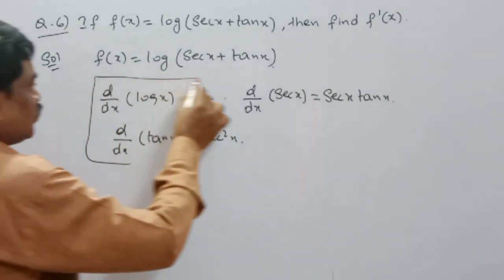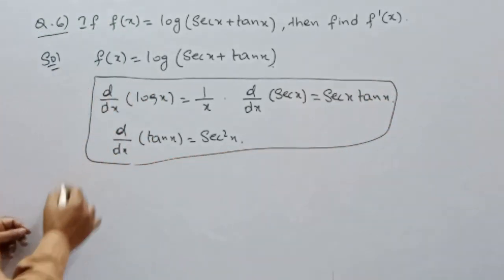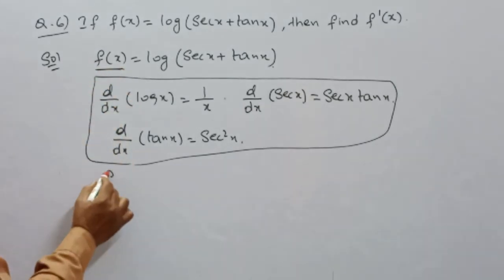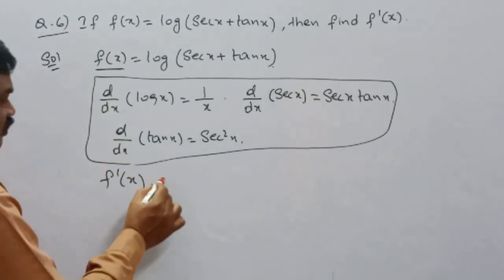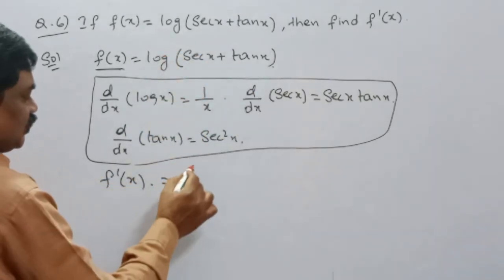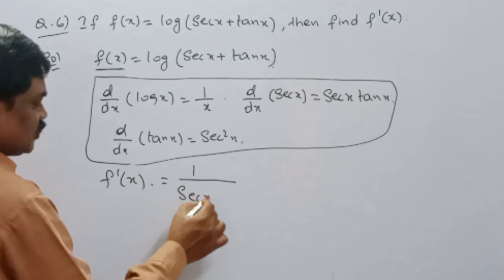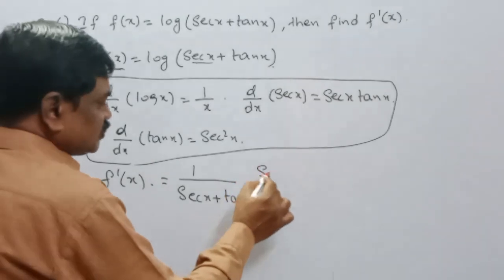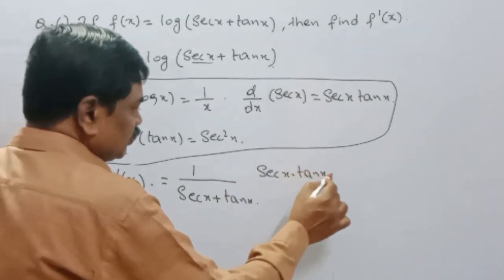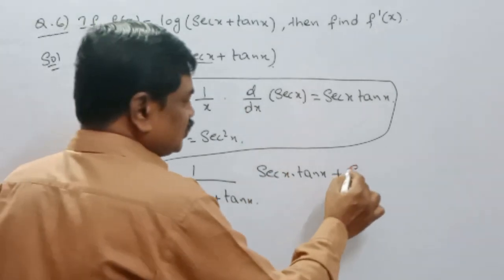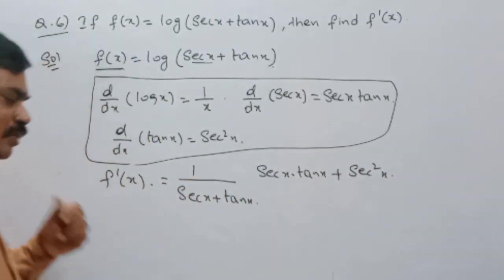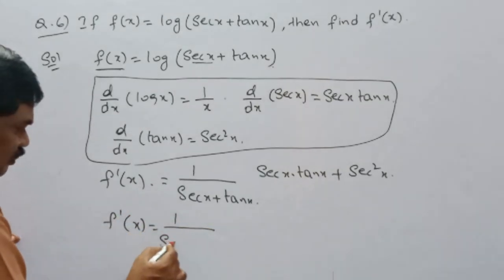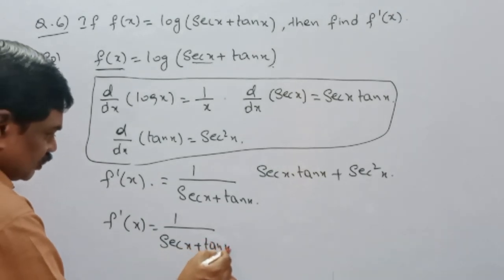These are the formulas we can use here. So here, what is the derivative of f of x? f dash of x is equal to the derivative of log x, which is 1 by sec x plus tan x, into the derivative of sec x plus tan x, which is sec x tan x plus sec square x. Okay, all of you.